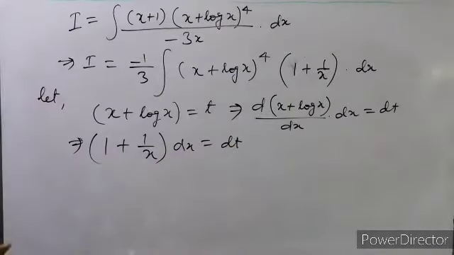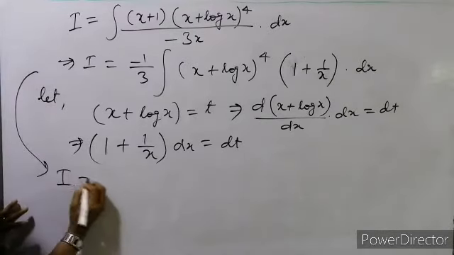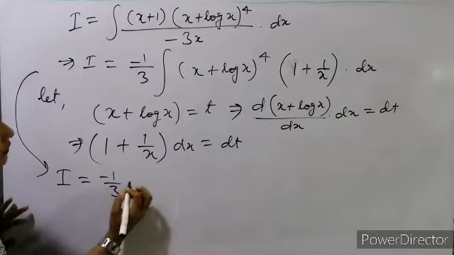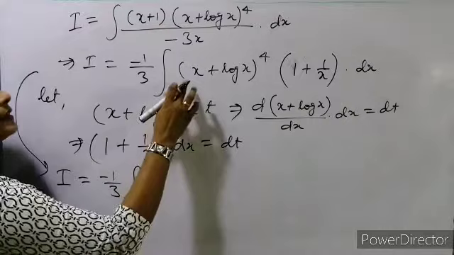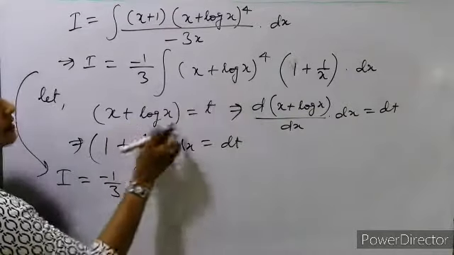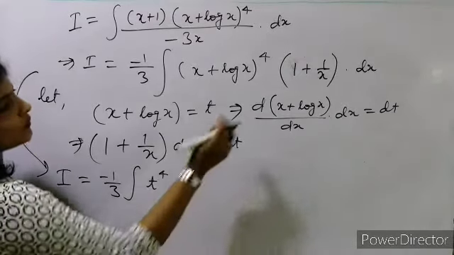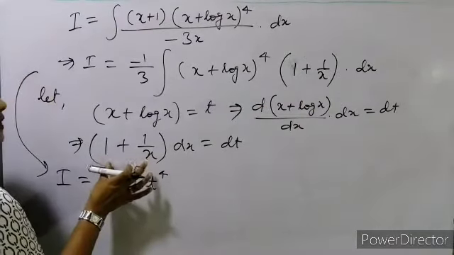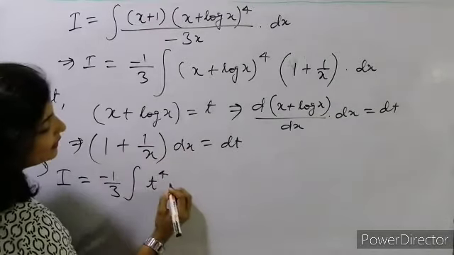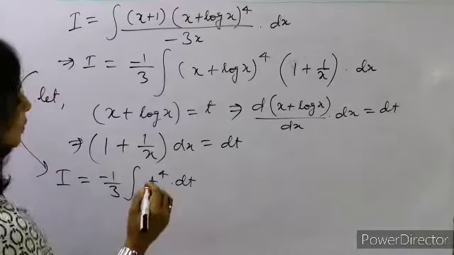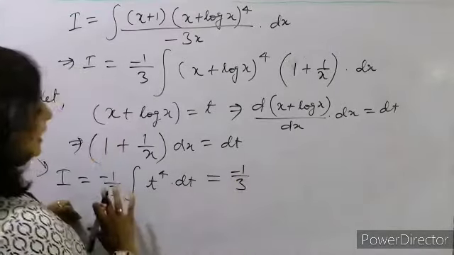Now what we'll do, we'll put the value of I. I will be equal to 1 upon minus 1 upon 3, integration sign, then x plus log x is equal to t. So we'll write t to the power 4 multiplied by this value 1 plus 1 upon x into dx is equal to dt. So we'll write directly dt. So what value will we get? Minus 1 upon 3 constant as it is.